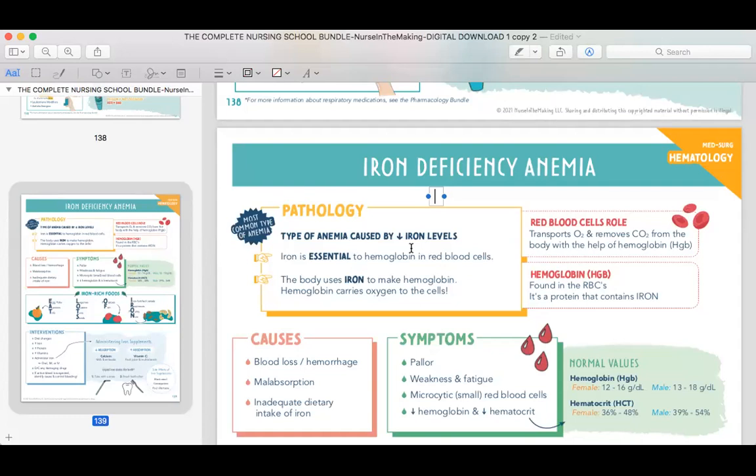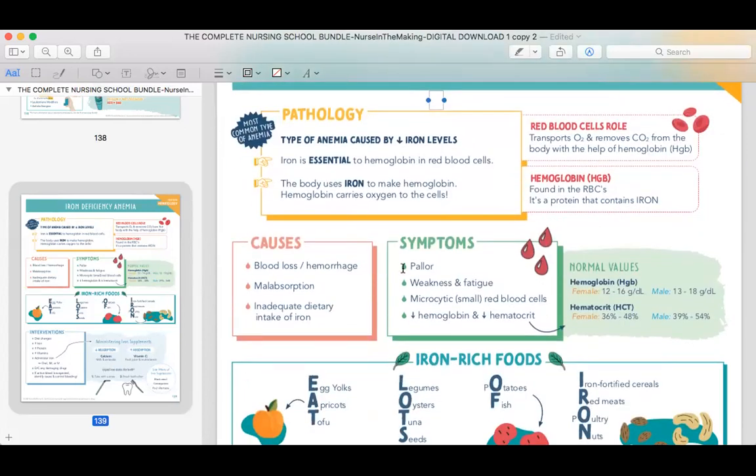So iron deficiency anemia is where you have decreased red blood cells. So you don't have enough red blood cells in your body. Red blood cells carry oxygen, and the oxygen isn't going to the rest of your body. So now you have pallor, fatigue. You can't really concentrate. You feel like you have a lack of energy.